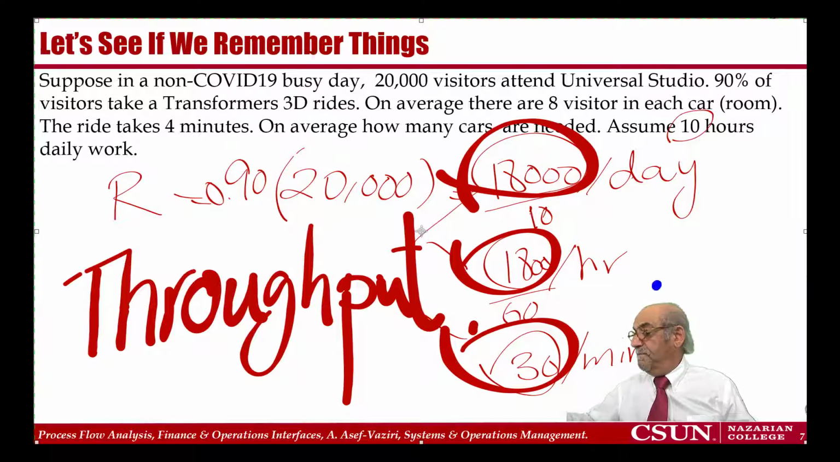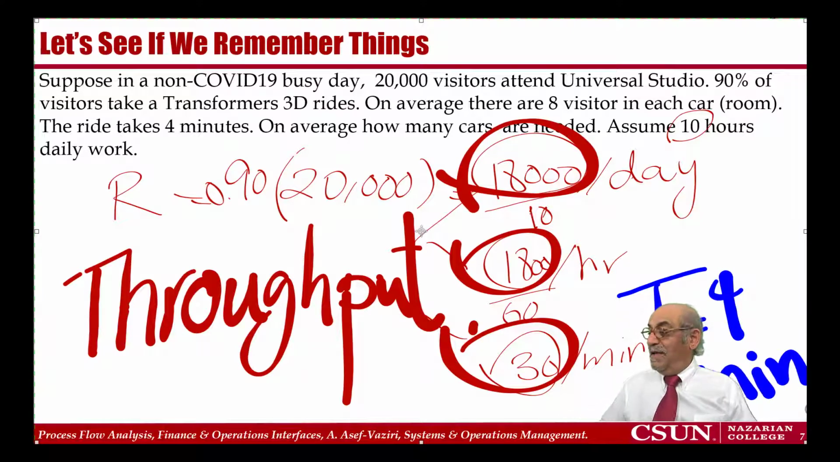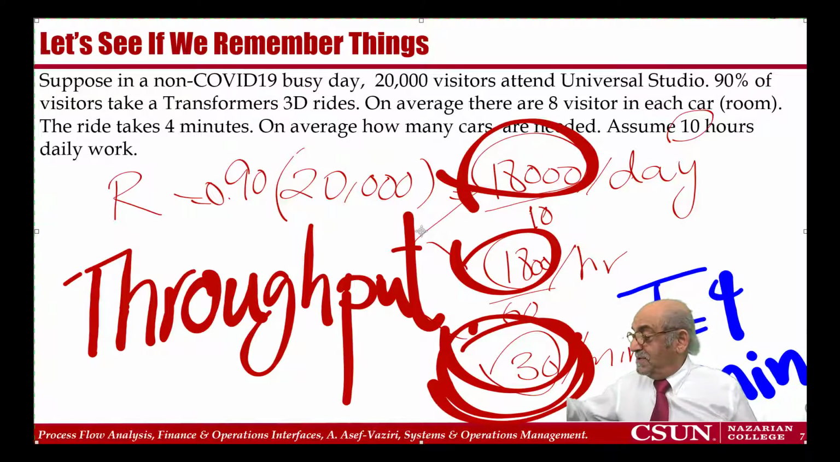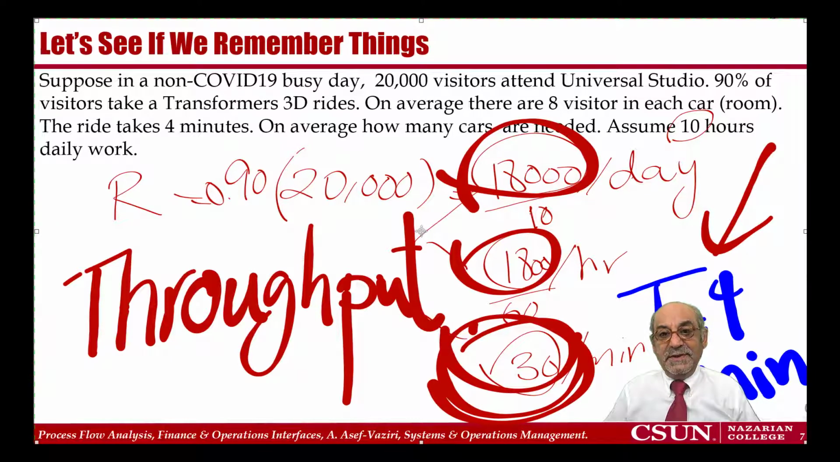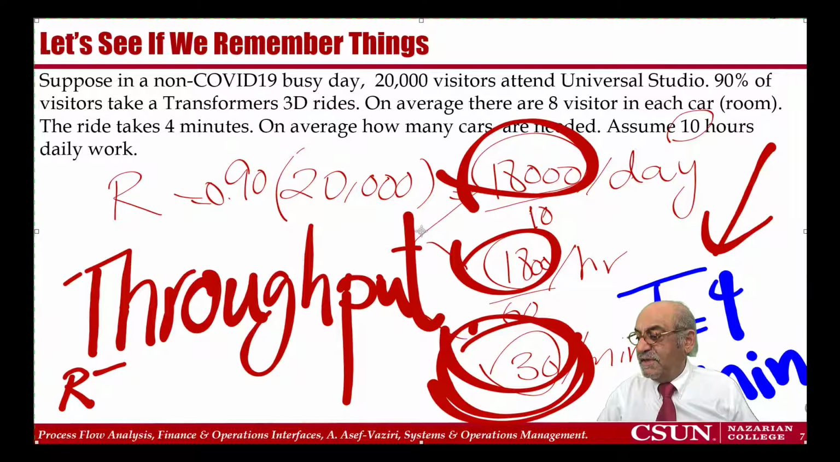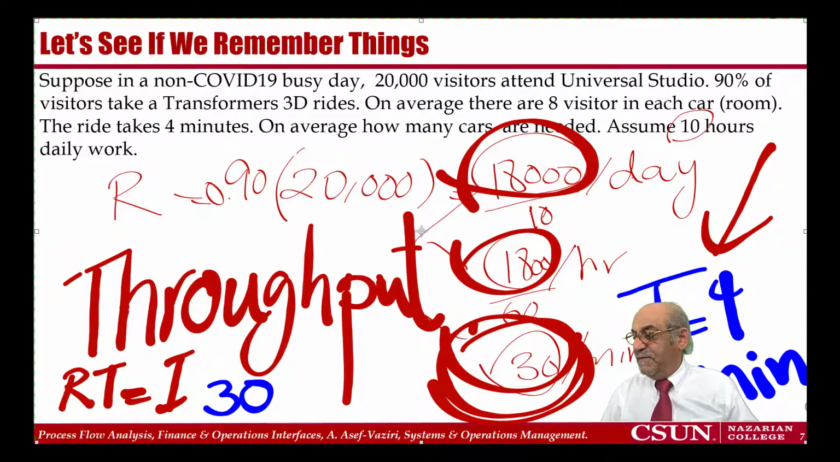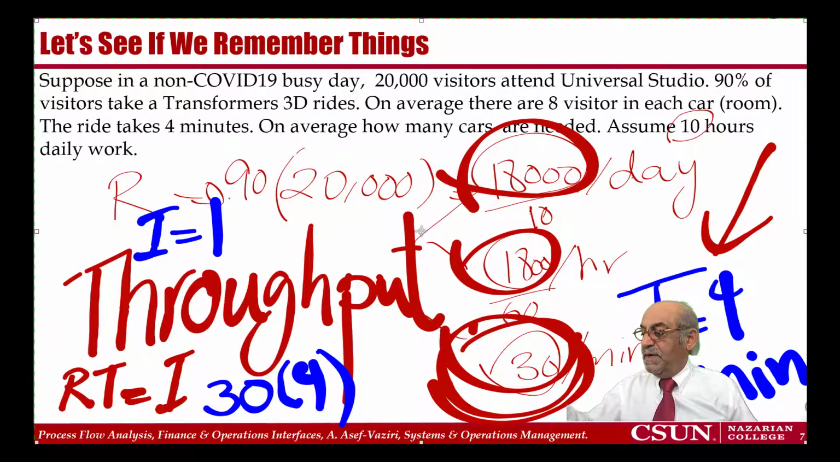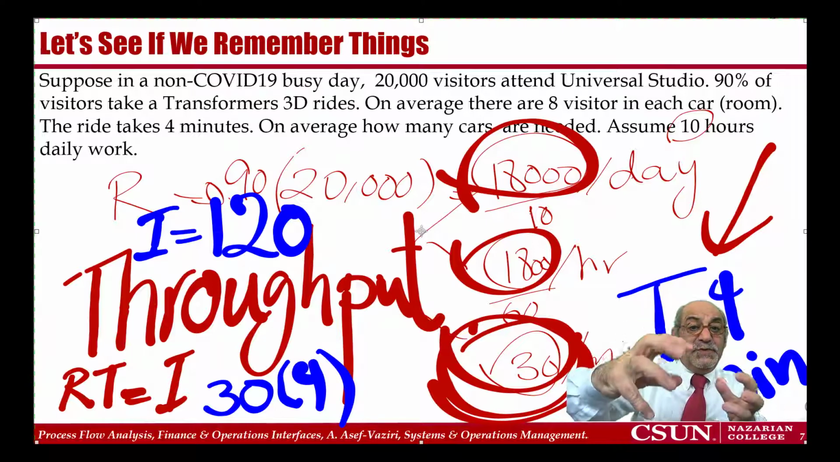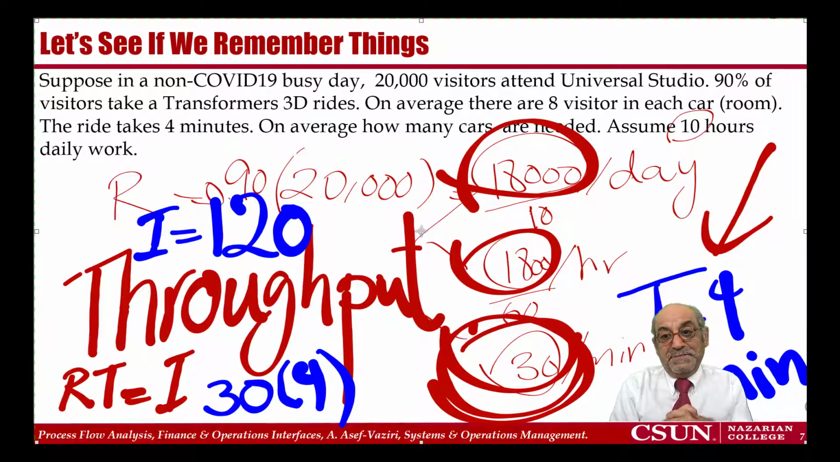Flow time is equal to 4 minutes. Why did I transform this one into minutes? Because this one is in minutes. Now I can write throughput times flow time is equal to inventory. Throughput is 30 per minute. Flow time is 4 minutes, and therefore inventory is equal to 120. On average, 120 people on these rides, right?